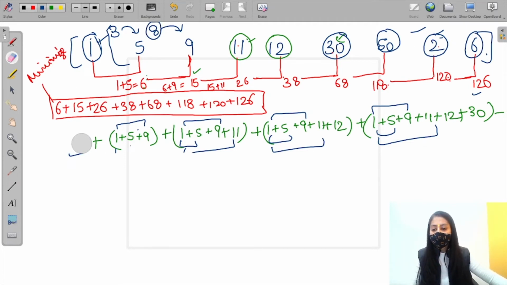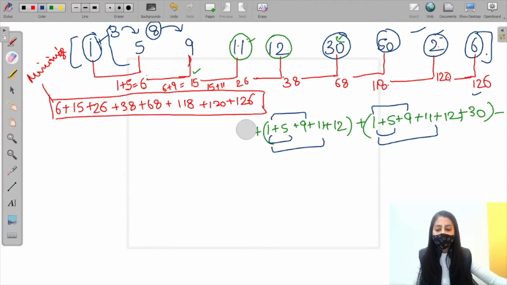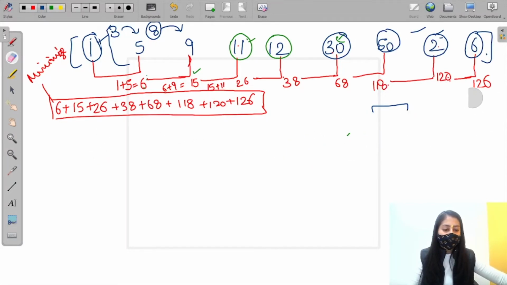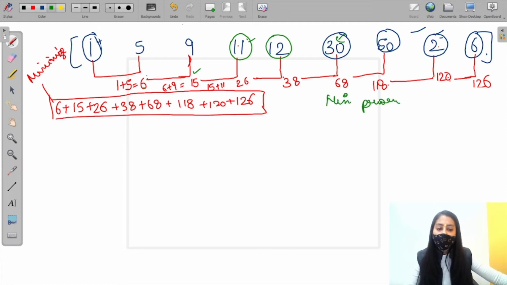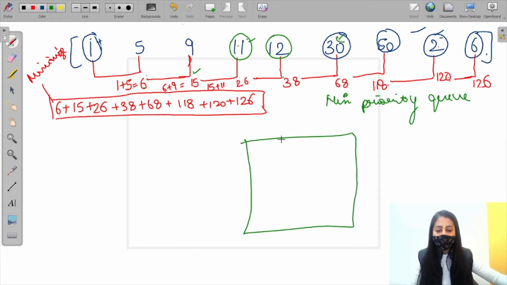So what you can do is use a priority queue, that is the min priority queue. Why? Because the min priority queue always gives me the minimum element, right? So what we will do, we will take a min priority queue, and we will add all these elements to our queue: 11, 12, 30, 50, 2, 6, right?